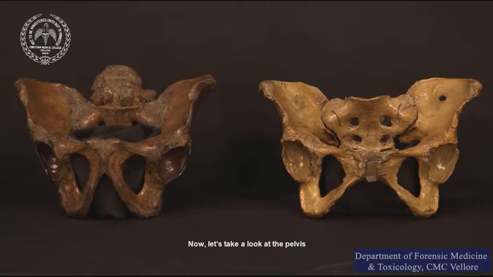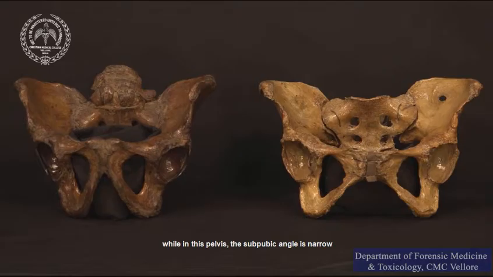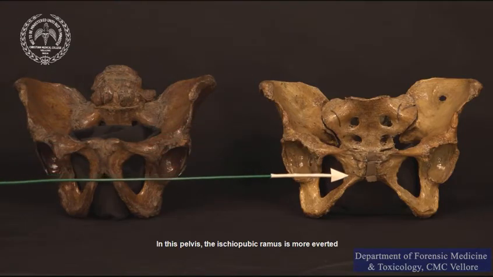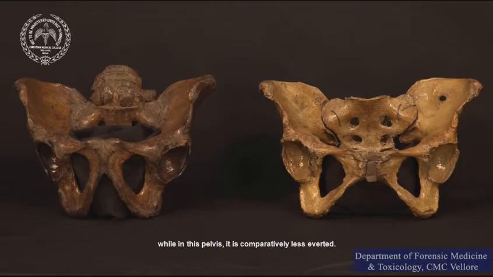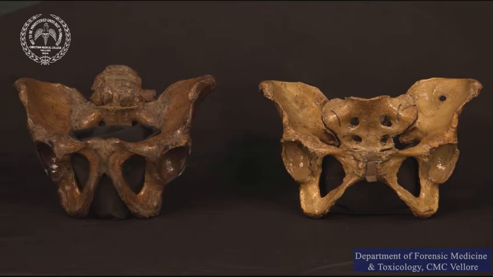Now, let's take a look at the pelvis. In front of us, we have two pelvises. In this pelvis, the subpubic angle is wide, while in this pelvis, the subpubic angle is narrow. In this pelvis, the ischiopubic ramus is more everted, while in this pelvis, it is comparatively less everted. In this pelvis, the acetabulum is directed anterolaterally, while in this pelvis, it is directed laterally.